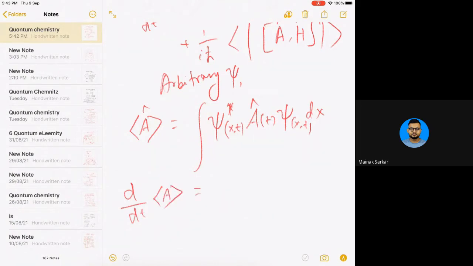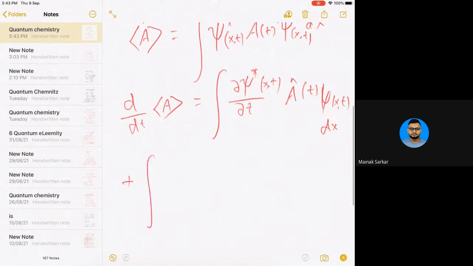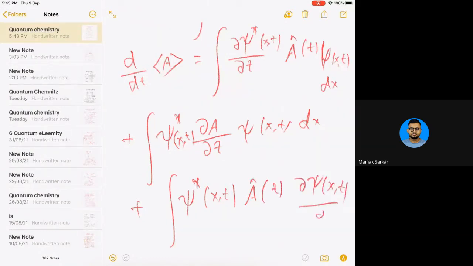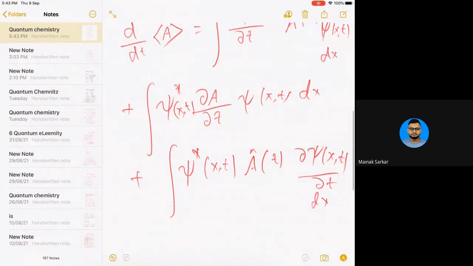the average value, then there are three parts which are time dependent. So I will write each of them: del psi star del t, x of t, A of t, psi x of t dx, plus psi star del A del t, psi x of t, again, these are all dx, and then finally the conjugate of this term, which is psi star x of t, A of t, del psi of x of t, del t dx. So there are three terms that we have.